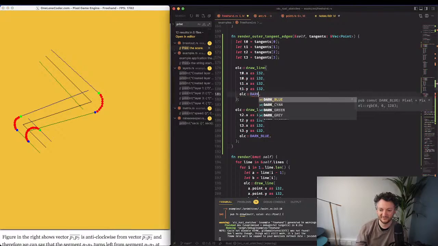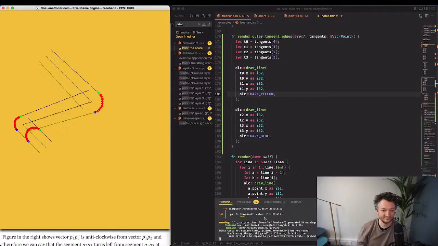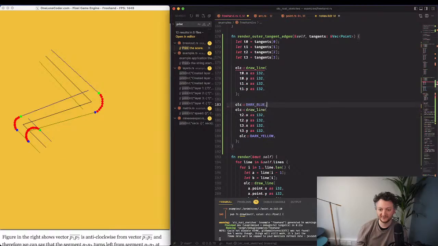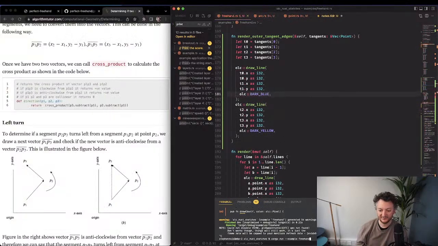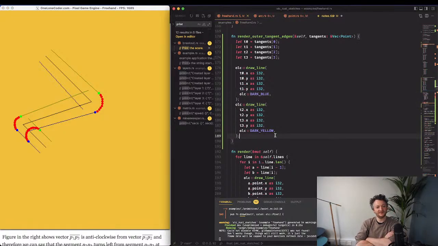Not different enough. Dark yellow. Let's switch these. I guess dark yellow kind of looks like blue. Right. So green is left, blue is right. And then we go over here, and now green is like right, and blue is left. So how does that make sense?